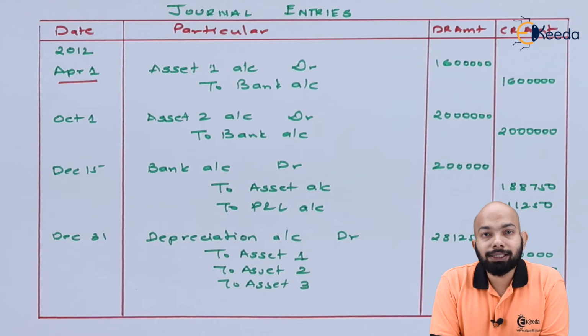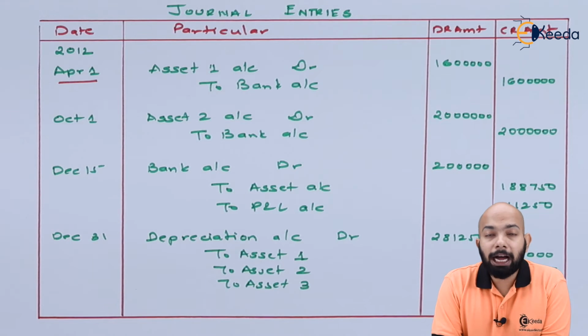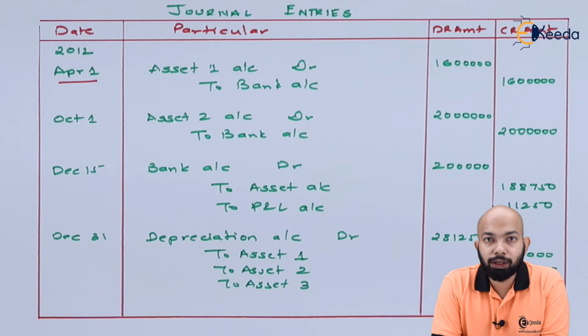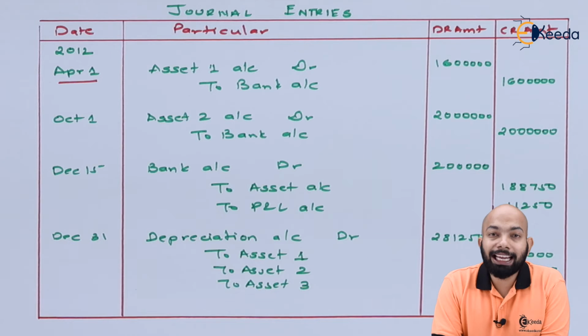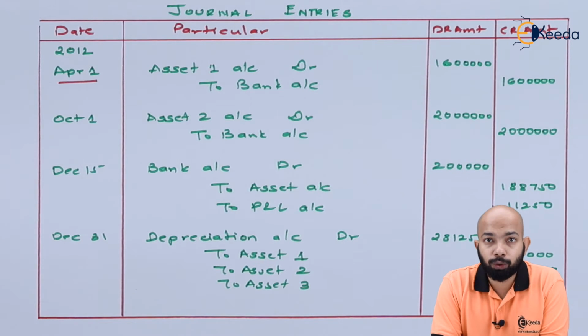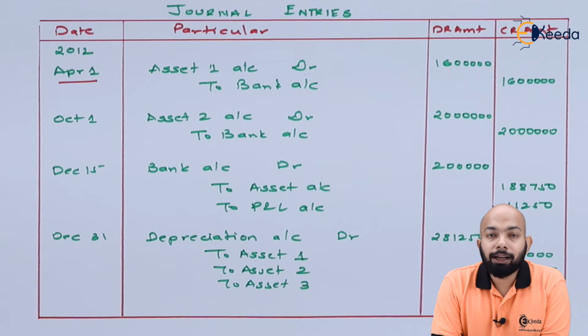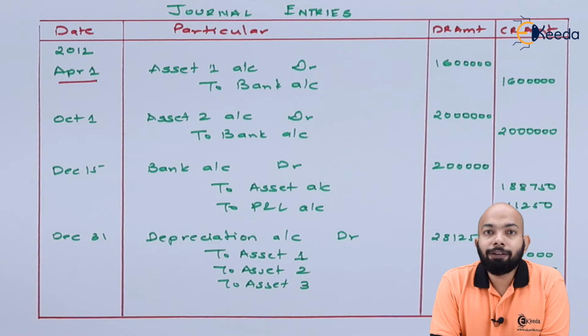The entry that has been passed is asset account debit to bank account. That means asset number 1 account debit to bank account. The total amount mentioned there is 16 lakhs. The second entry refers to again a purchase of asset on 1st of October, which is asset 2 account debit to bank account, which is 20 lakh rupees, as there is a purchase of asset. Now the third entry refers to the sale of asset transaction.